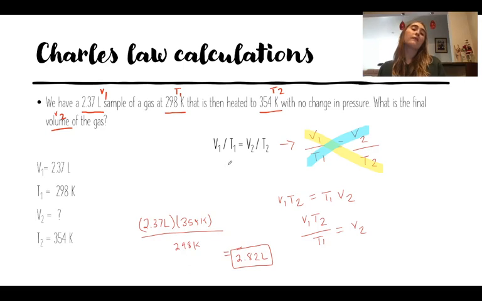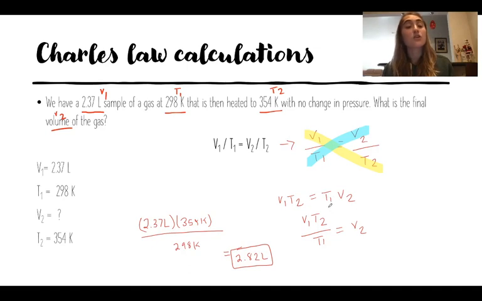So now what we have to do is look at how this needs to be rearranged to solve for V2. In this case, I rewrote it so that they look more like fractions. I have V1 over T1 is equal to V2 over T2. And in this case, we cross multiply. So we're going to rewrite this equation as V1 times T2 equals T1 times V2, so it'll look more similar to that last equation.